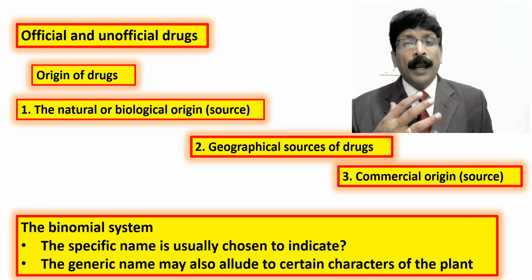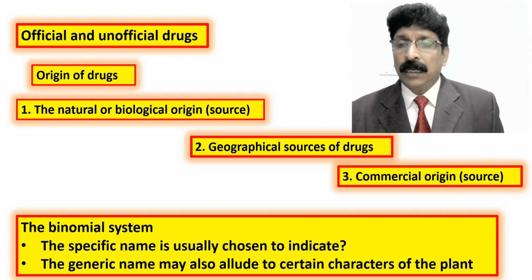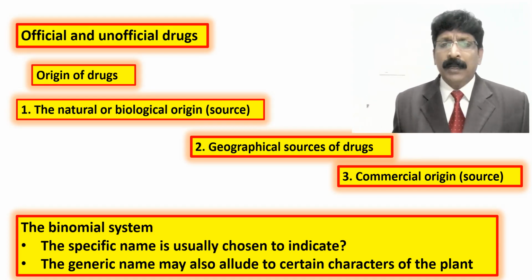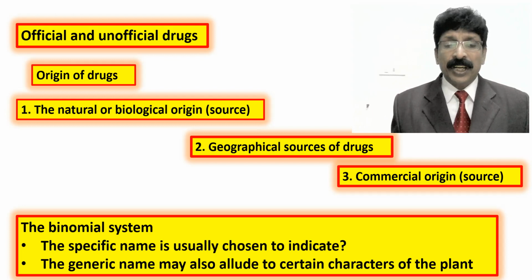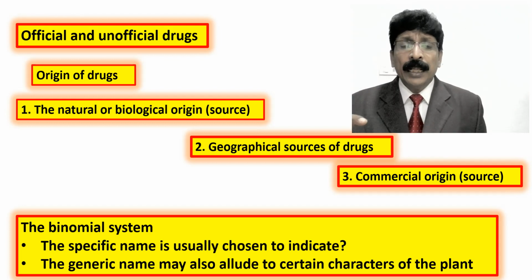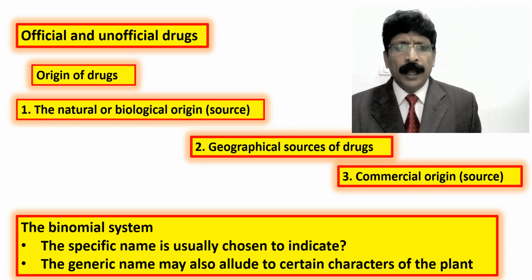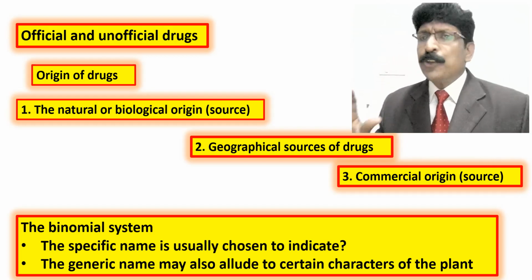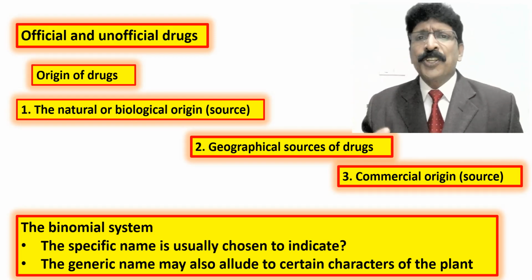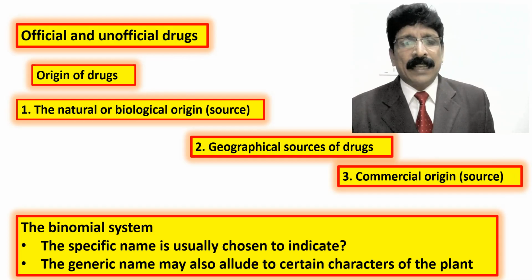The binomial system, this is also another definition. You should know what is the binomial system, how it is made to have this botanical name, and zoological name for animals, for identification. It is specifically the names which are given for the plant or animal, how usually chosen to indicate something. Is it indicating something? Yes. Some of them very clearly the characters can be identified.